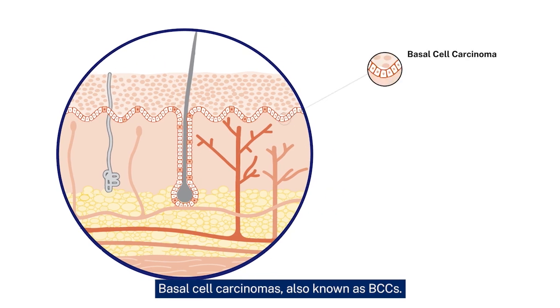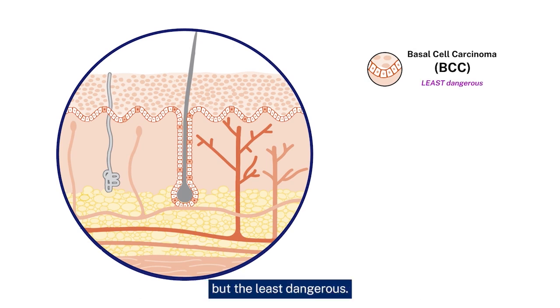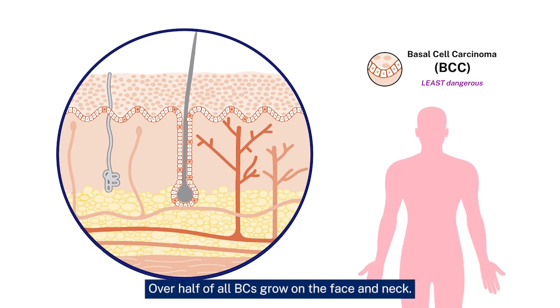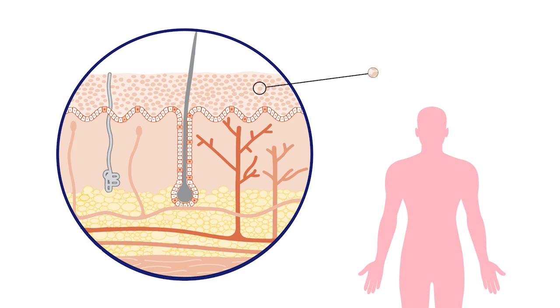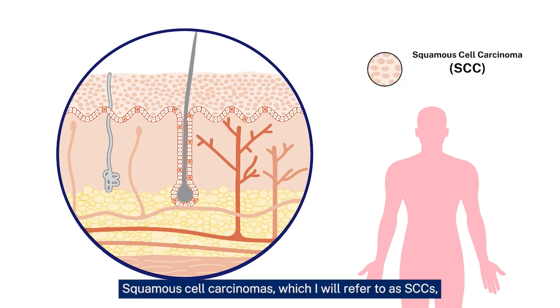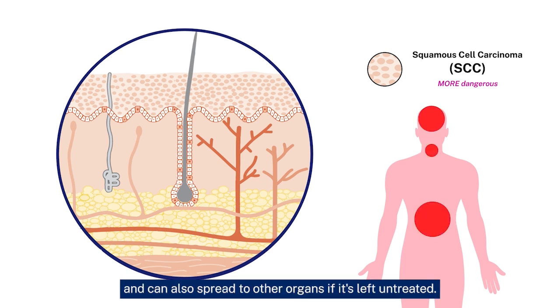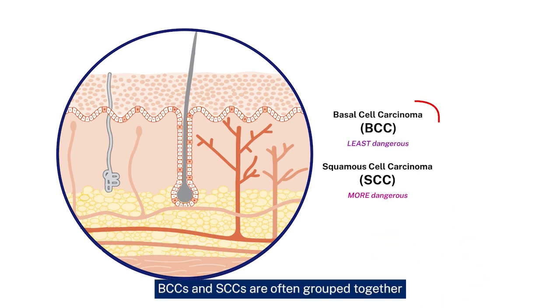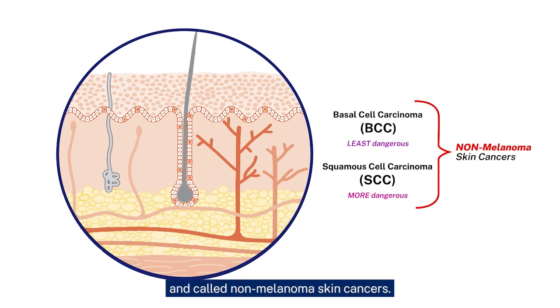Basal cell carcinomas, also known as BCCs. These are the most common type of skin cancer, but the least dangerous. Over half of all BCCs grow on the face and neck. They are slow growing over months and years and can affect nearby skin tissue if left untreated. Squamous cell carcinomas, which I will refer to as SCCs, are less common but more dangerous than BCCs. They are most commonly found on the head and neck and can also spread to other organs if left untreated. BCCs and SCCs are often grouped together and called non-melanoma skin cancers.